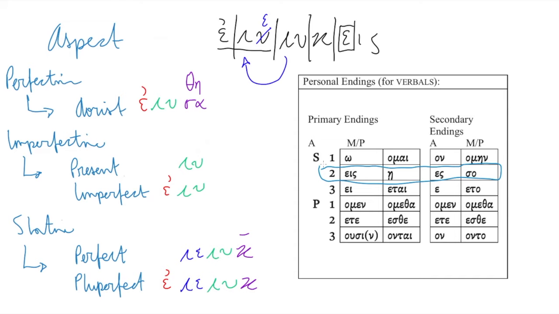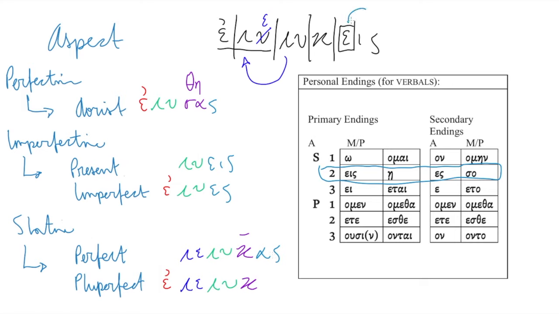endings to demonstrate this. So the present ending would be lueis. You loose, you untie, you destroy. The imperfect ending would be lues. The aorist ending will just be the sigma. Coming from the secondary ending here, because of vowel combinations, all you'll see is the alpha. The perfect will have alpha sigma, again because of the connecting vowel.